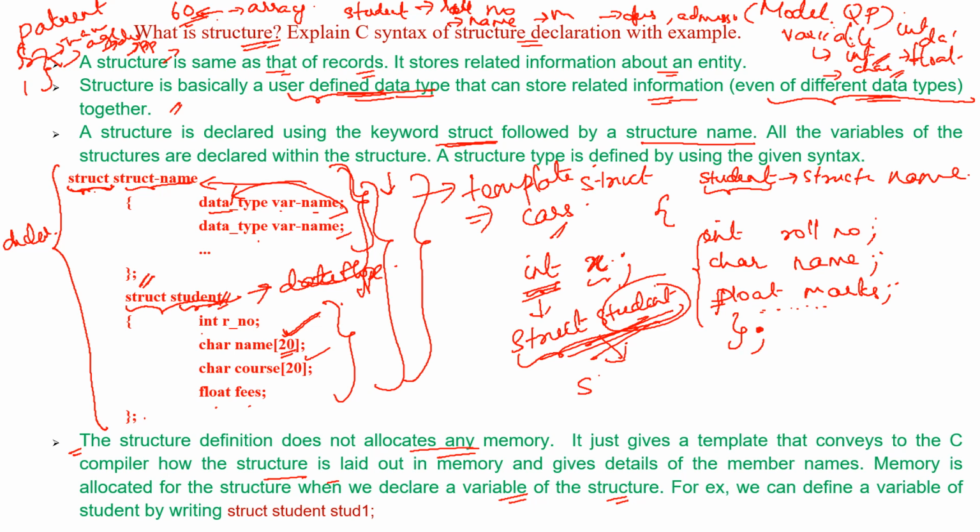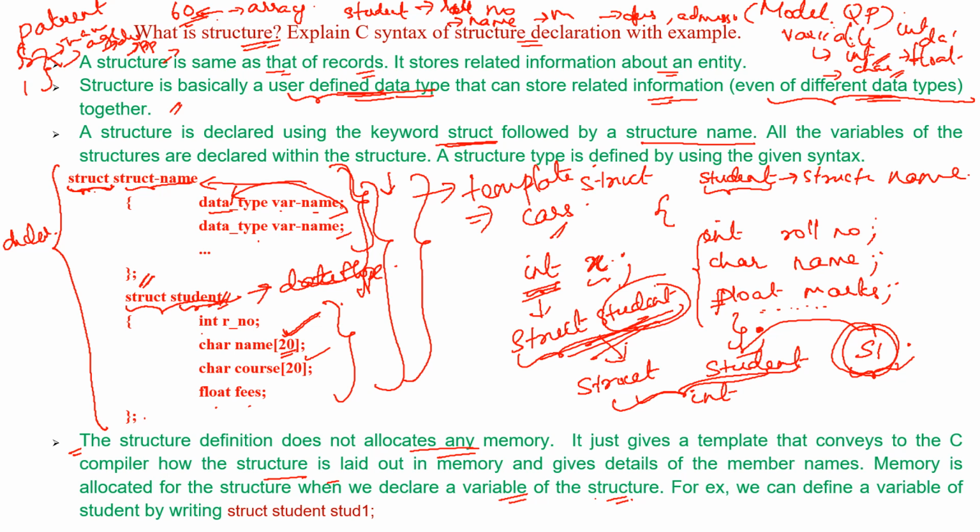Now, what is your data type? Struct student is your data type, right? Just like that of an integer, how you declare. Now, to the struct student, you can add a variable. So, let me take S1. Now this S1 is nothing but your variable. So struct student is your data type and S1 is your variable. That is what is written here. Memory is allocated for the structure when we declare a variable of the structure.